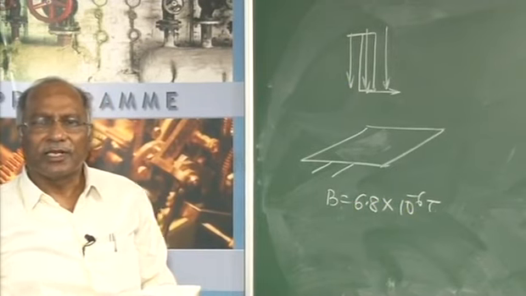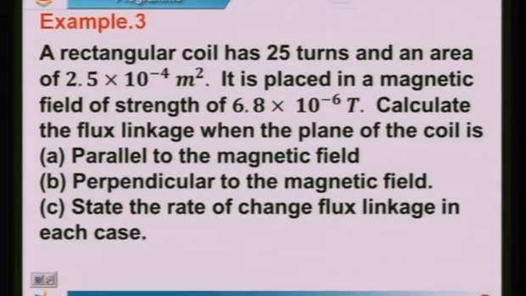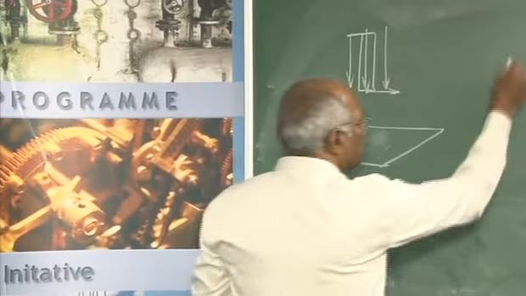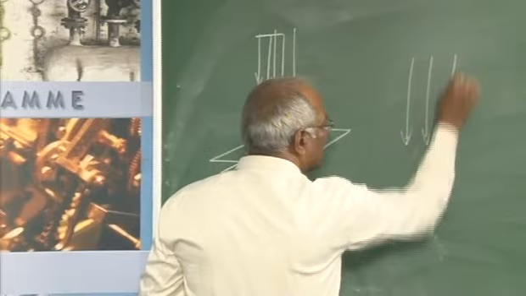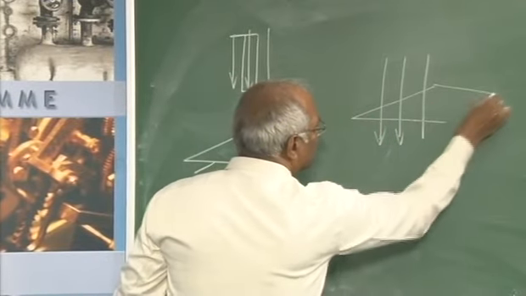Calculate the flux linkage when the coil is perpendicular to the magnetic field. Perpendicular to the magnetic field means these are the lines of force and the field is this way.